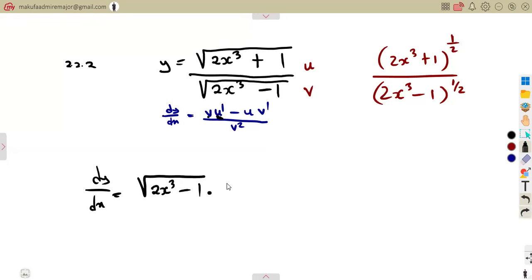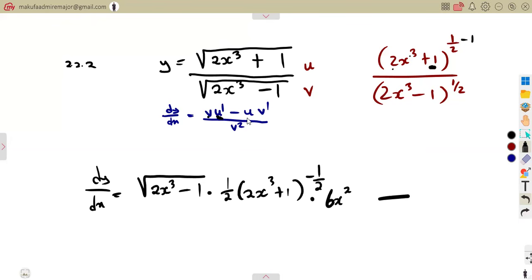Remember, you differentiate the power: you drop the power and subtract 1. So that will be (2x³ + 1), and if you subtract 1 from the power, that will be a minus half, times the derivative of what is inside the bracket. Remember, function of a function. So the derivative of what is inside the bracket, 3 times 2, is 6x², plus 0, the derivative of 1. So we have differentiated the numerator, which is our u. This is the first derivative of u.